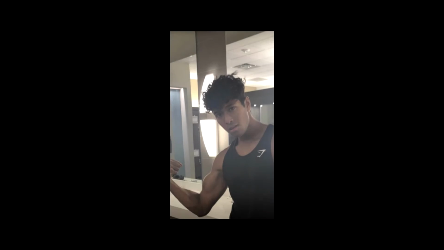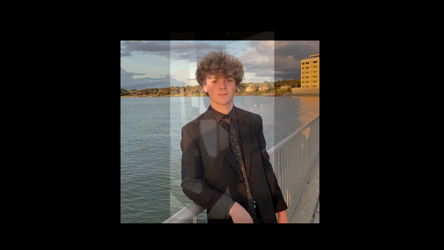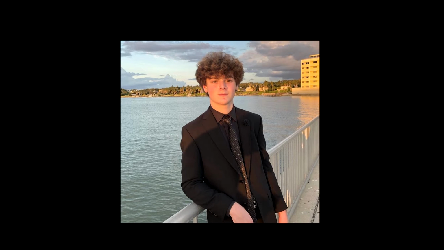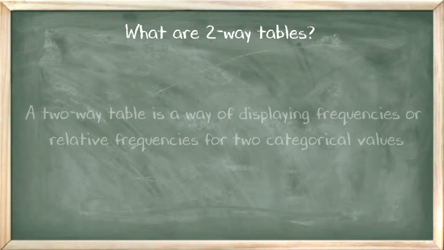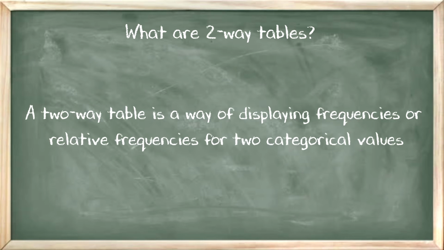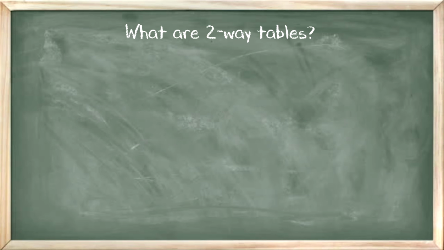Today we test to see how often each category pulls chicks based on their physique. We will compare both of them with a two-way table. A two-way table is a way of displaying frequencies or relative frequencies for two categorical values.